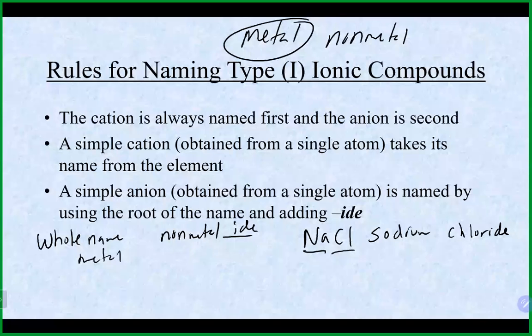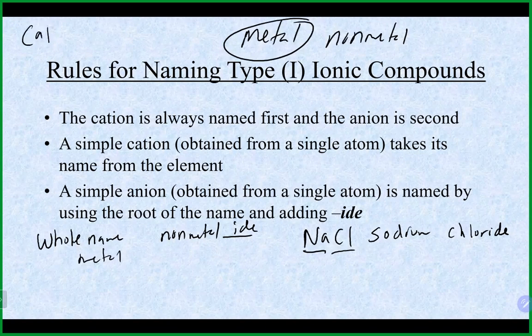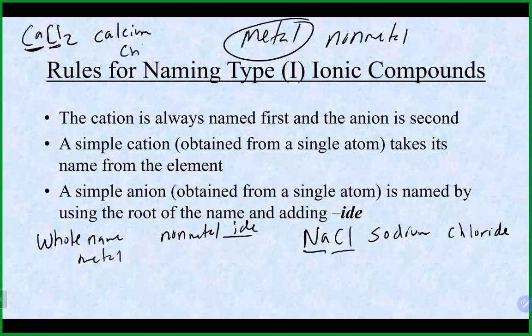If I had something like this, CaCl2, when I look at this, Ca is calcium, which is a metal. Cl is chlorine, which is a non-metal. Finding the calcium on the periodic table is group number 2, which means it has a fixed positive charge. That means it's a type 1 compound. And I roll right into the name of calcium, whole name of the metal, and IDE for our chlorine becomes chloride. That is calcium chloride.